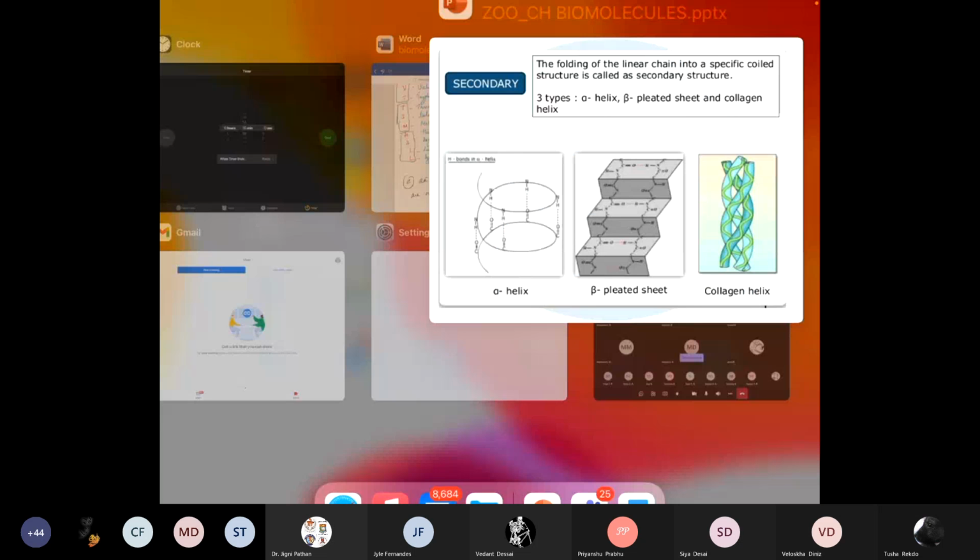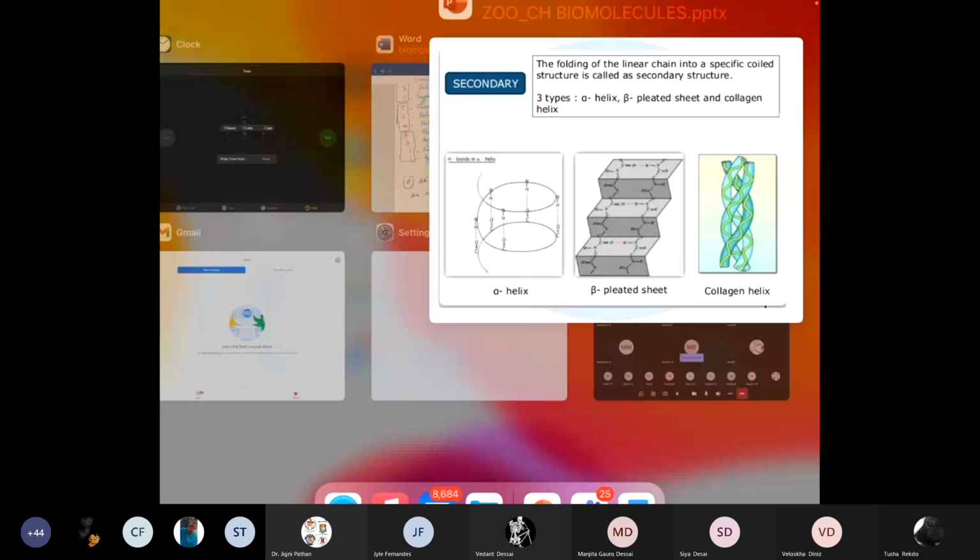Secondary structure. When this primary linear structure shows folding, that is called secondary structure. It can be alpha helix, or beta pleated sheet, or collagen helix. So secondary structure is formed by the folding of the linear structure.